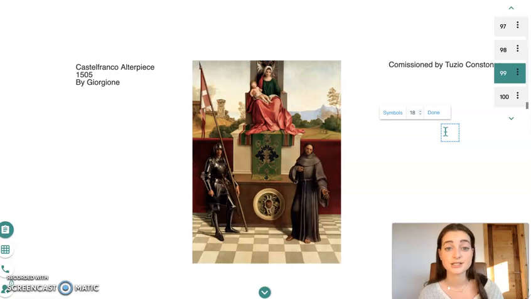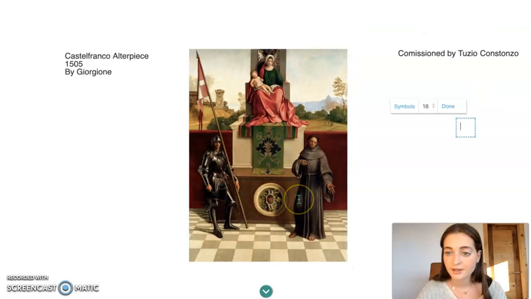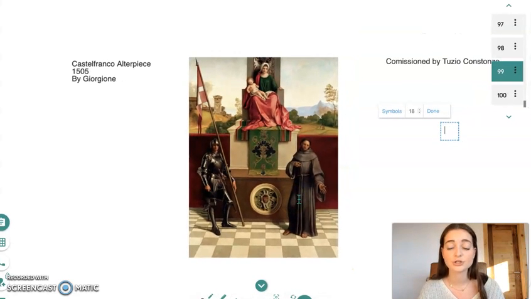Tuzio Costanzo was a Sicilian nobleman, so very wealthy, and you can see here in the bottom of the panel that sort of circle here. Can you see that? Yeah, that is the coat of arms of the Costanzo family. And if we zoom in, it's got ribs, 6 ribs. And that is to do with Giorgione doing a play on words, because Costanza in Italian means rib. So Costanzo, like the family name, that's how that works.